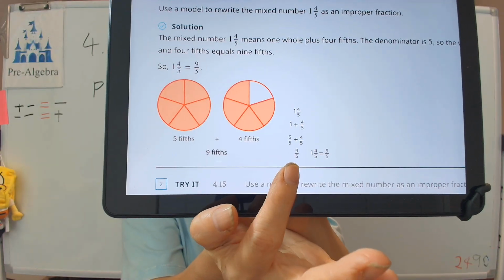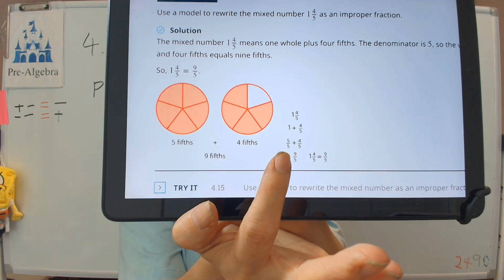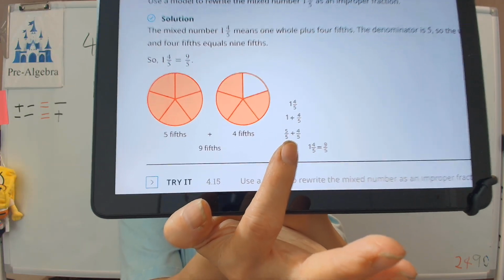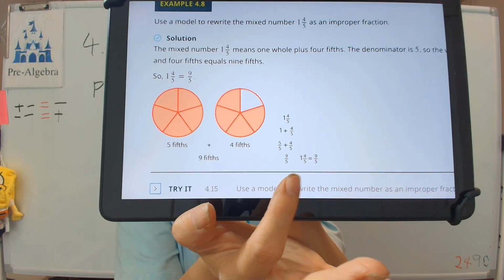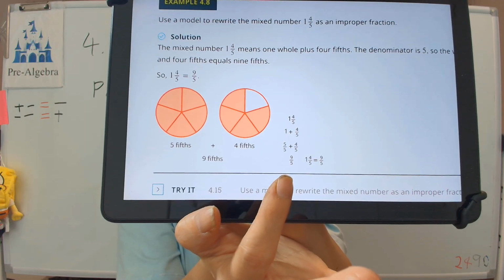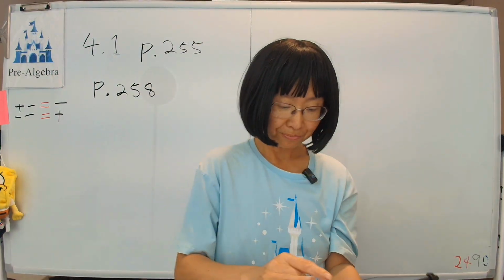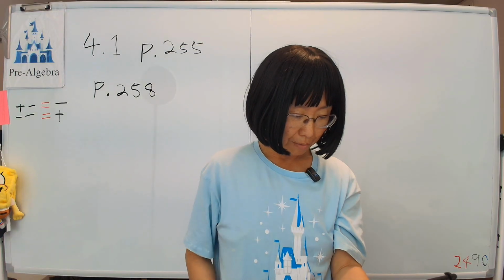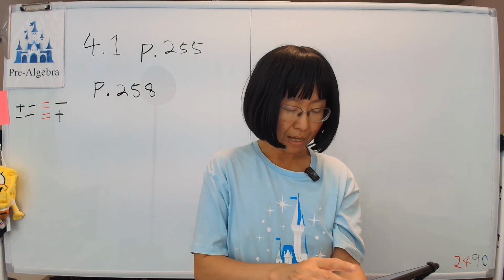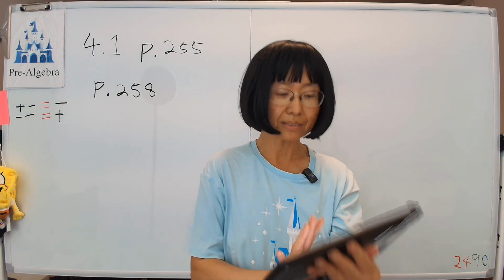So the 1 turns into 5/5, okay? And 5/5 plus 4/5 gives you 9/5. So the result is you have 9 pieces of the pie that got cut into fifths. Okay, now how do you convert anything into a mixed number?